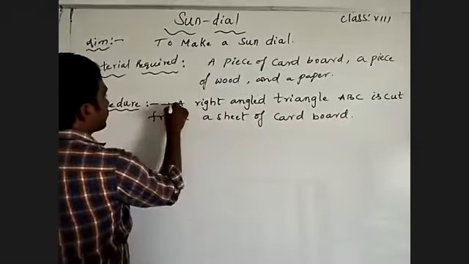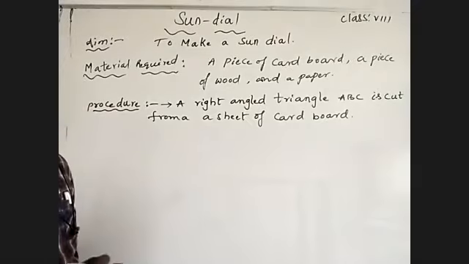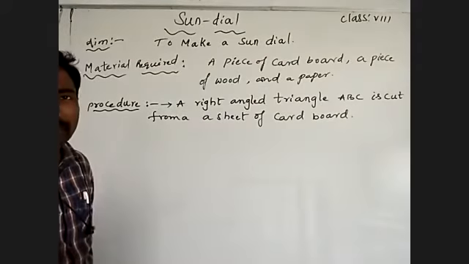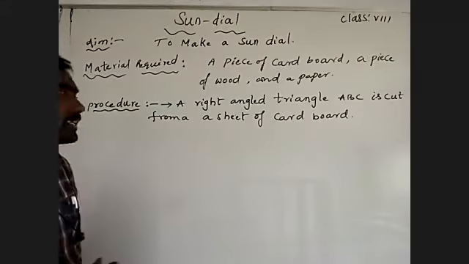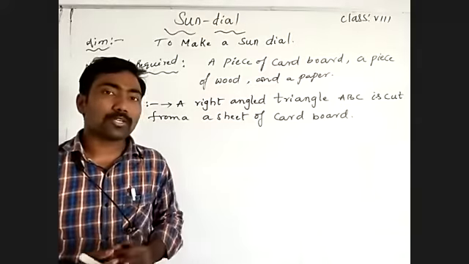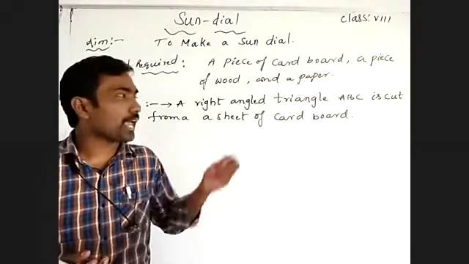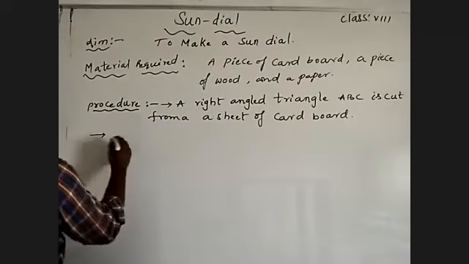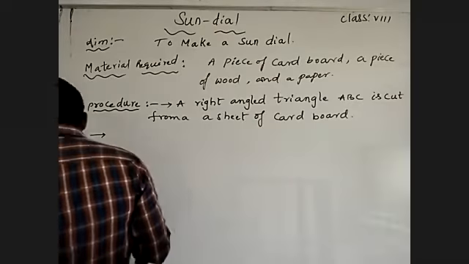See what we are going to do. A right angle triangle ABC is going to be cut. We are separating a piece of right angle triangle from the cardboard. What is cardboard? We use it to pack things, boxes for packing. Those wrappers we call cardboard. Understand?